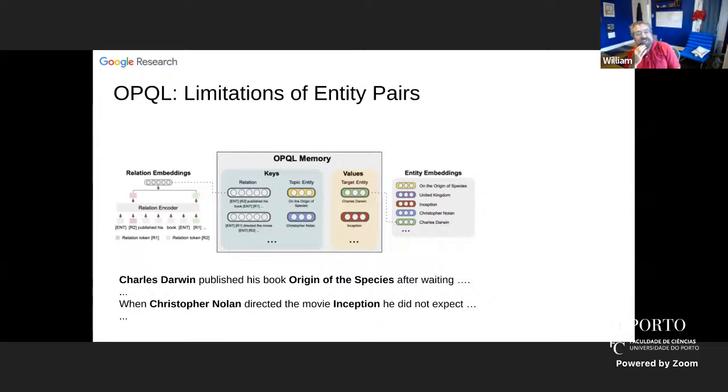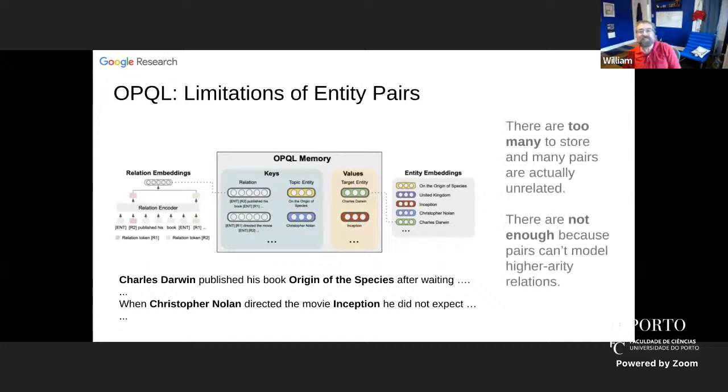Entity pairs are designed to get at information that people might ask about that isn't in a knowledge base. But OPQL has a bunch of challenges. There are too many entity mention pairs to store, way more than the number of documents in a corpus, way more than the number of triples in a knowledge base. On the other hand, that's just looking at pairs, right?